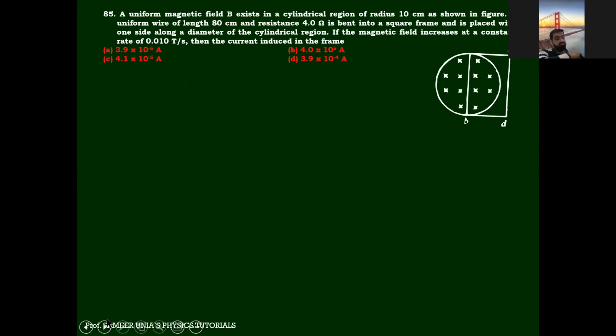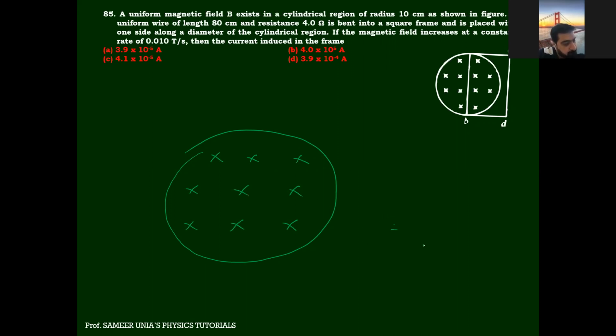Listen to me here. A uniform magnetic field exists in a cylindrical region. You can see this is the cylindrical region, of radius 10 centimeters. So the radius is 10 centimeters, which makes the diameter 20 centimeters. A uniform wire of length 80 centimeters and resistance this much is bent in the form of a square frame.